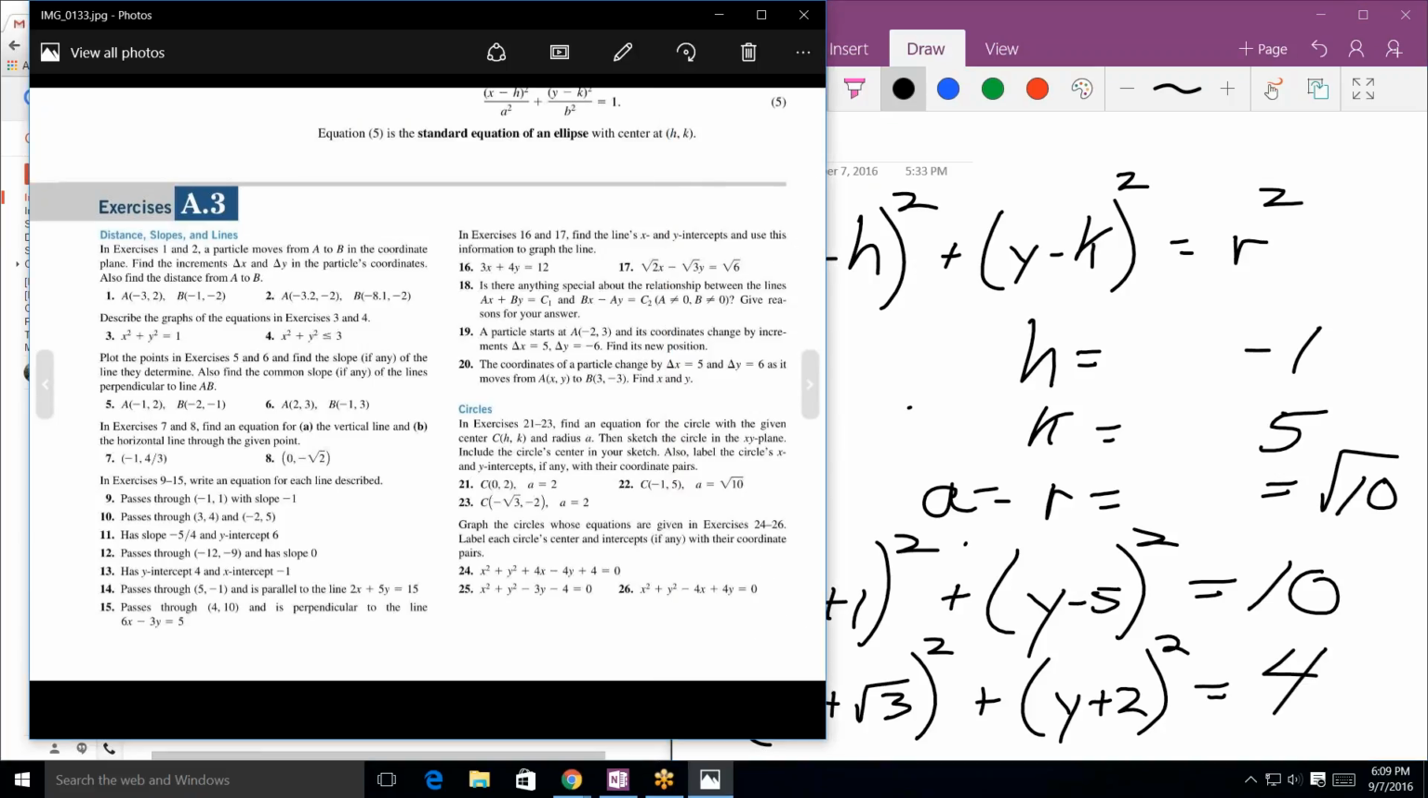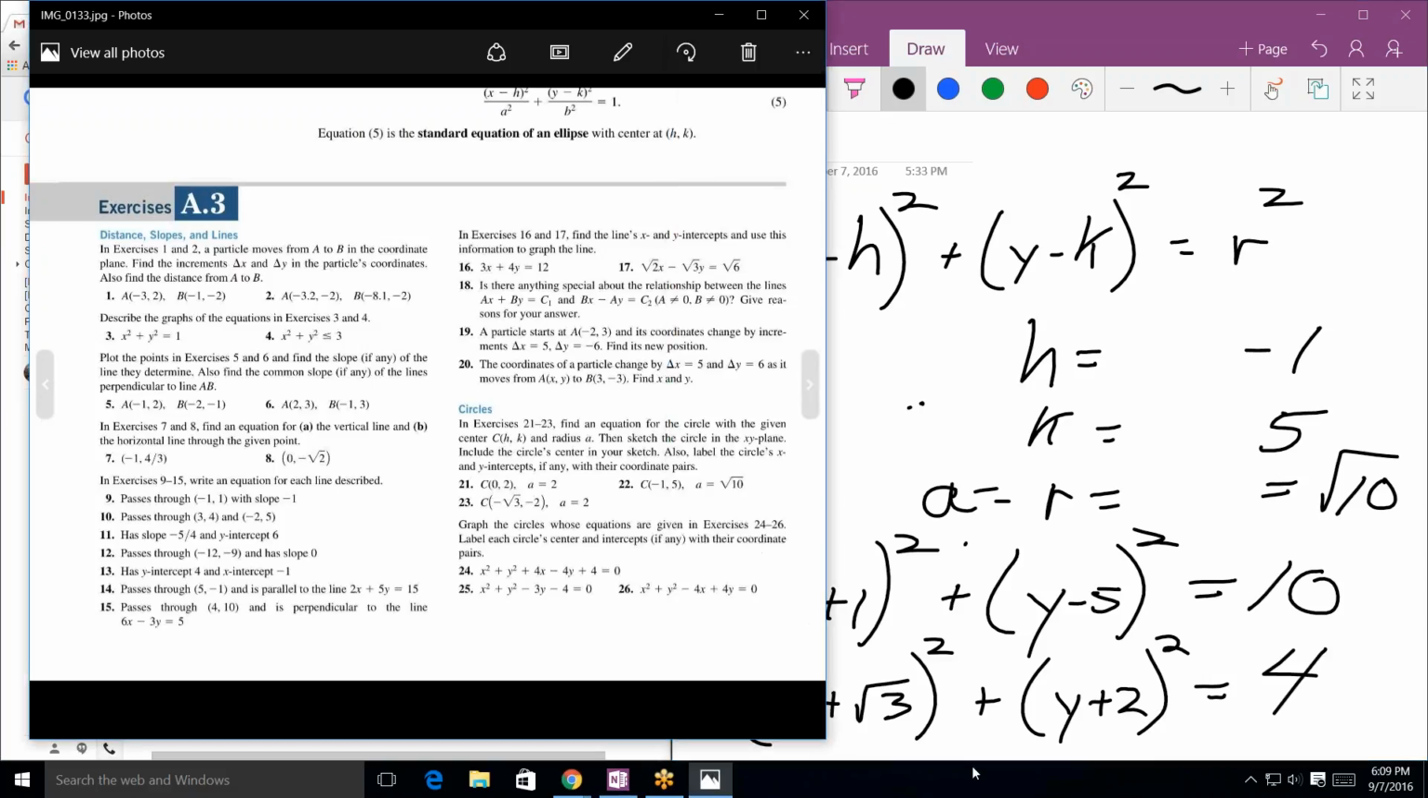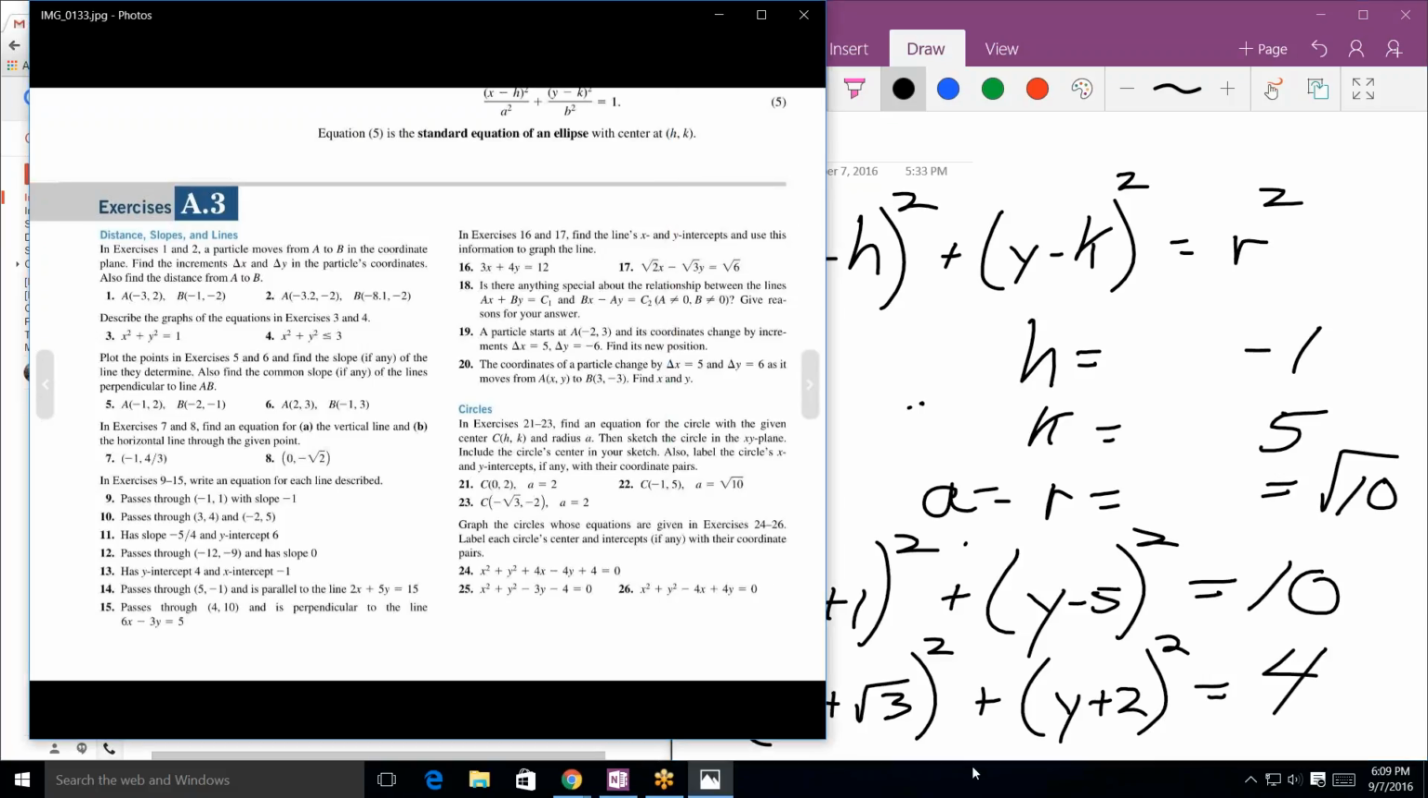And he also told me that he wants me to solve for x and y in the future. What's that? He also wants me to solve for the x-intercepts and y-intercepts too. Ah, that's different. Okay, I see the rest of the instructions. Then sketch the circle, including the circle's center. Also label the x and y-intercepts with their coordinate pairs.